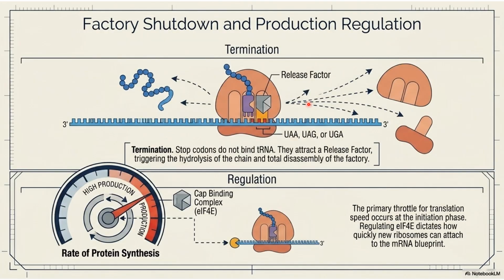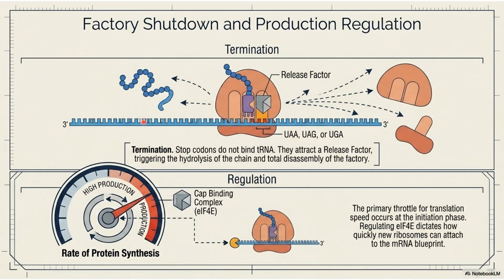Now this ribosome is moving here, protein chain elongation is taking place, and at a certain point it should be terminated. The factory needs to stop the production and shut down. How does this take place? For that, like the initiating codon, we have stop codons. UAA, UAG, UGA are the stop codons.